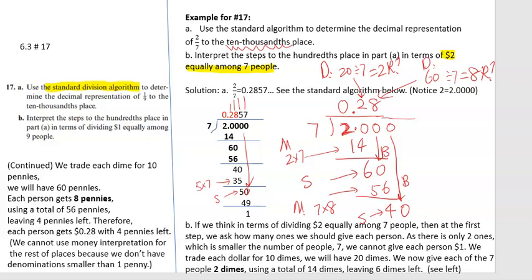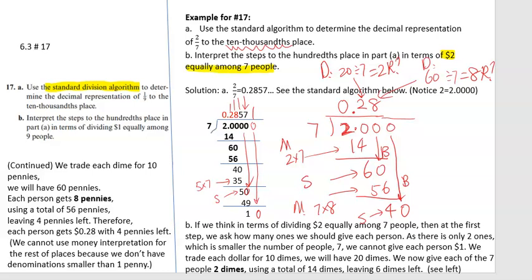You can stop here because we reached the 10,000th place. If you want to do one more to decide whether we need to round it up or round it down, you can add another 0. You can notice that 7 only goes into 10 one time. So you just keep 7. You cannot round it up because 1 is less than 5. So it's 0.2857. That's the standard algorithm here.